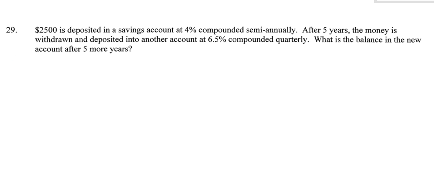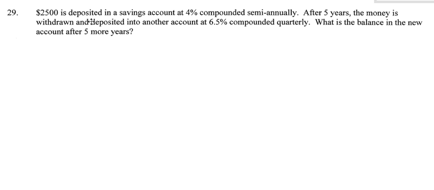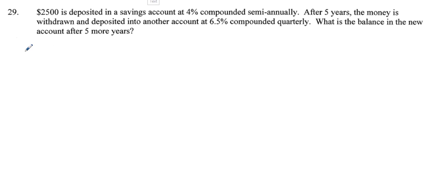There's another interest problem. So I always start with the letters A, P, R, N, T. And then by looking at this problem, it looks like there's going to be two problems within this. So we'll start at the beginning. 2,500 is deposited. That's your principal.